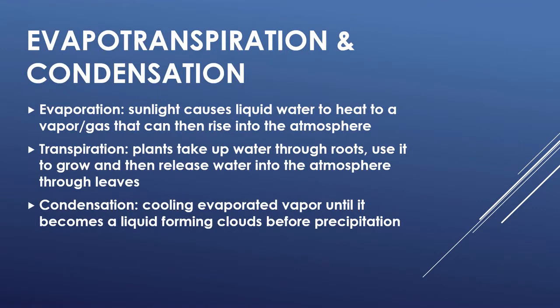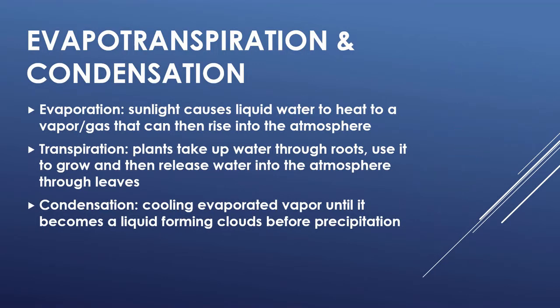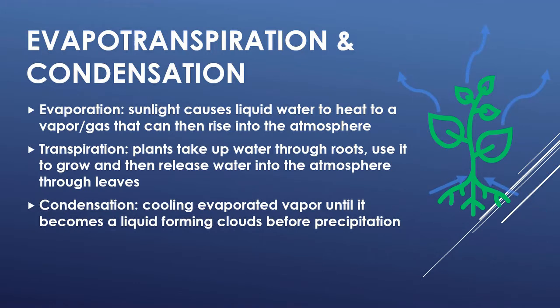For our purposes today, I'm going to start describing the cycle with evapotranspiration and condensation. Evapotranspiration describes 2 of the parts of the cycle that are often combined because they function similarly. The first part of this process is evaporation. This is caused when the sun heats liquid water along the Earth's surface to the point where it is transformed into a gas and can rise into the atmosphere. Transpiration is caused when plants take water from the soil through their roots to use to grow. Once the water has been used, it is released from the plant's leaves into the atmosphere.